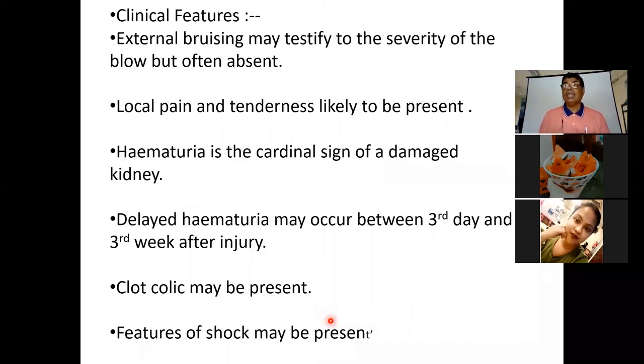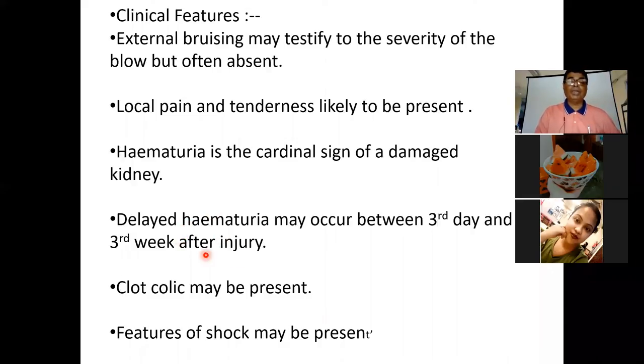So when a patient has renal injury following blunt trauma, what will be the presentation? History of fall or RTA or sports injury, and some patients will have some external bruises over the lumbar region. But remember, there may not be any external signs of injury. Some patients will have pain over the lumbar region, and there may be tenderness. But one very, very important symptom is hematuria. Hematuria is the cardinal sign of a damaged kidney.